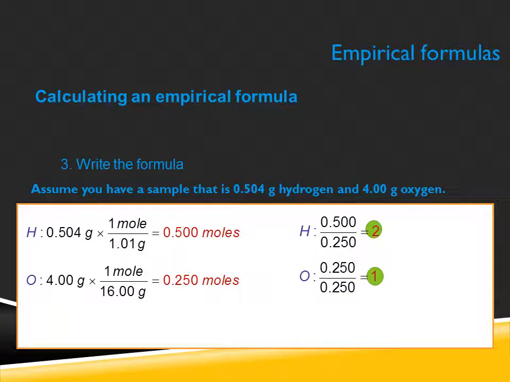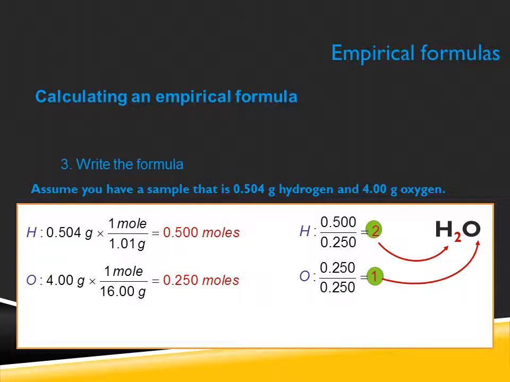Now that we have determined the mole ratios, 2 and 1, we can write the formula. The mole ratio you obtained in the last step, you can use as your subscripts for your chemical formula. In this case, hydrogen was 2 and oxygen was 1, and when we write these as subscripts in our chemical formula, you end up with H2O.